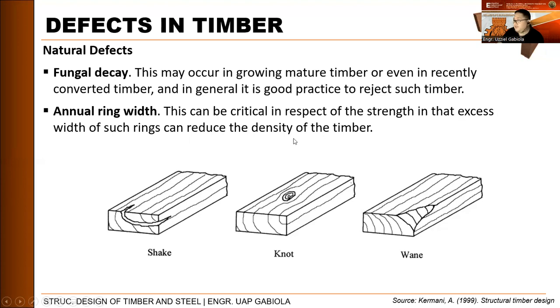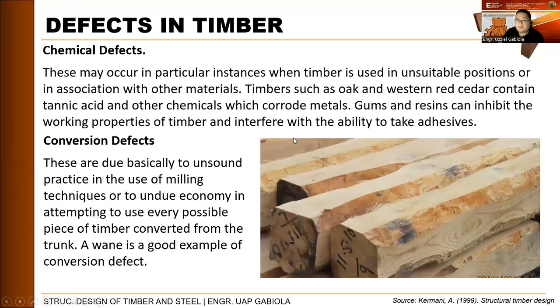Okay? So after natural defects, we have the chemical defects. So ito na yung kapag nag-treatment tayo, no? So this may occur in particular instances when timber is used in unsuitable positions or in association with other materials. Okay? So minsan, pag kailangan natin siyang gawing modular with other materials, no? So, minsan nagkakaroon ng defect, no, kapag may exposure siya to other chemicals or materials, okay?